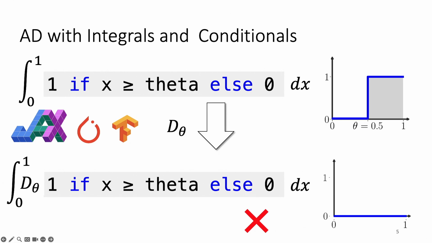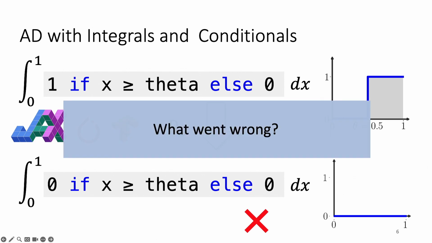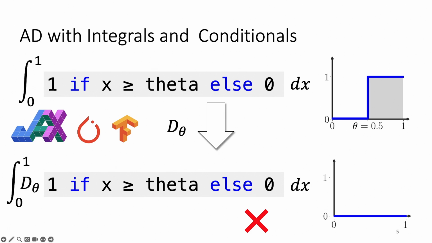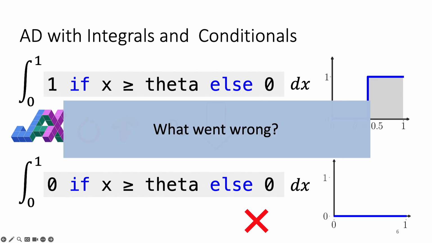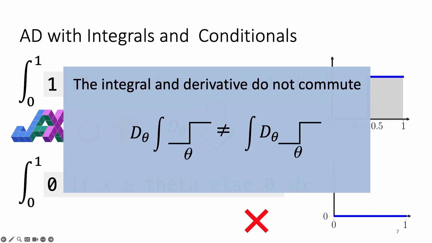So let's see what happens when we use standard AD. So what it does is it effectively commutes the derivative in the integral. So it is now the integral of the derivative of our integrand. And the result is 0, right? So there's a question of what went wrong. Why did we get 0 here? And the reason is that the integral and the derivative don't commute. So we're not allowed to do that. But implicitly, these libraries commuted the derivative in the integral.